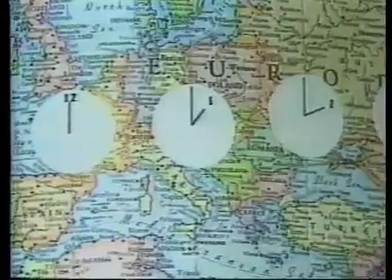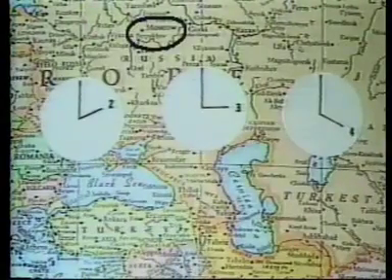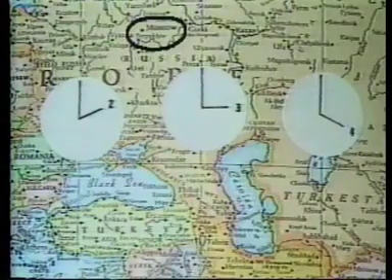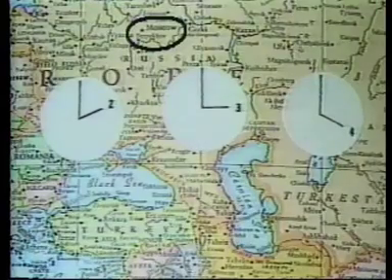As you go eastward from the prime meridian, it is 1 hour later for each time zone. Moscow in Russia is 3 time zones eastward from Greenwich. Therefore, if it is noon in London, it is 3 p.m. in Moscow.